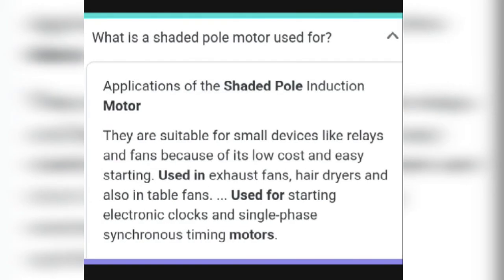What is the shaded pole motor used for? That means, why is this motor designed and what is the purpose of this motor? Application of a shaded pole induction motor.